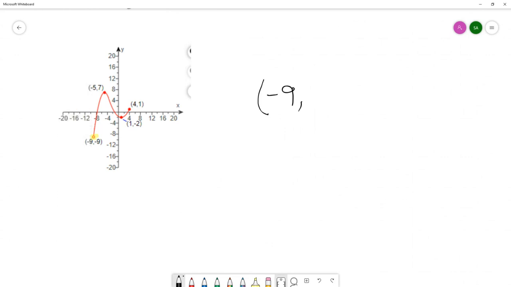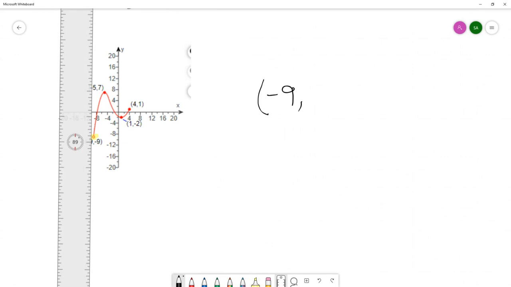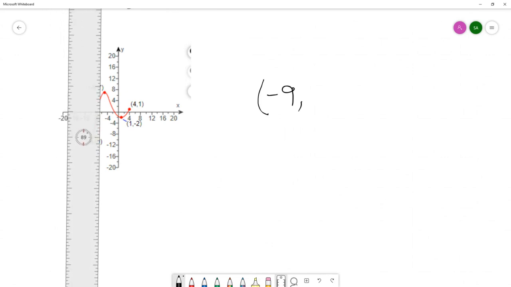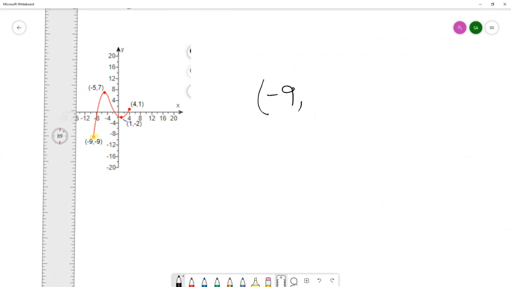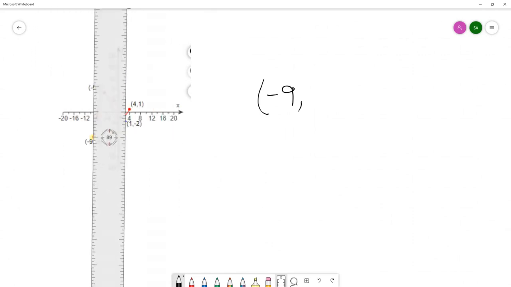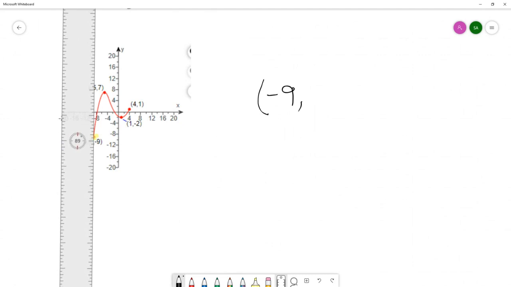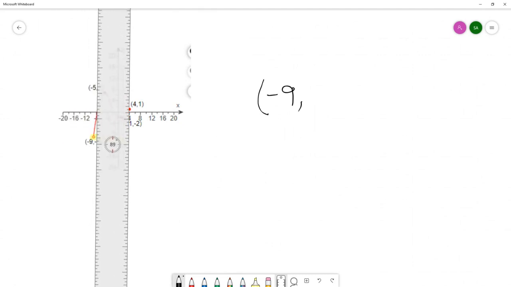Sorry, just a second. My ruler's having trouble. So I'm moving that ruler from left to right, that's smallest x value to largest x value, and I'm thinking about when the ruler first hits the graph and when it last hits the graph.